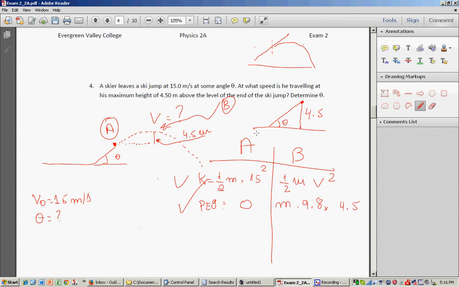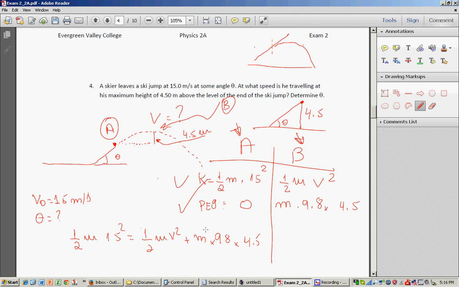So then what I do next is, do I have any other energy? Do I have air resistance considered here? No. Do I have friction? No. So that's it. So total energy at point A has to be equal to total energy at point B. So then what I do next is half m 15 squared is equal to half m v squared plus m times 9.8 times 4.5.